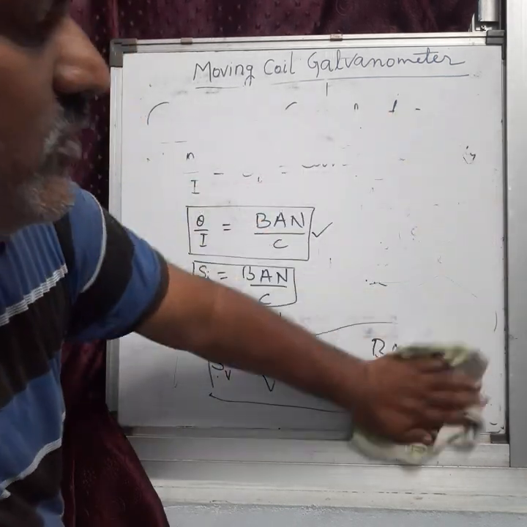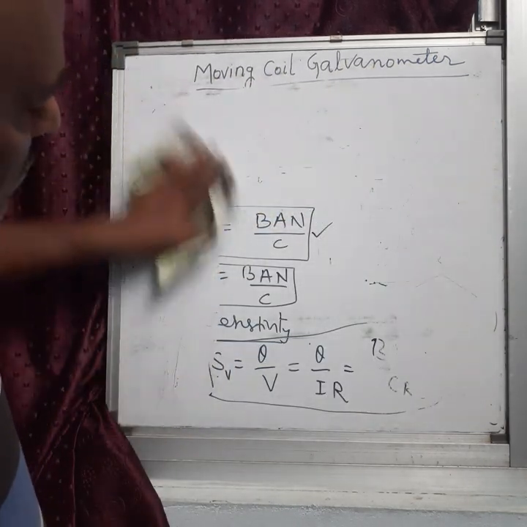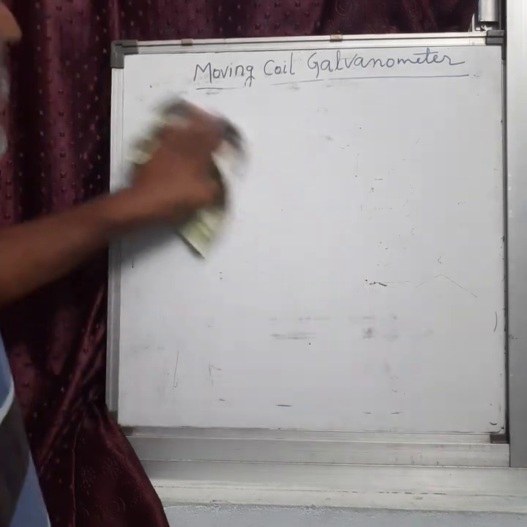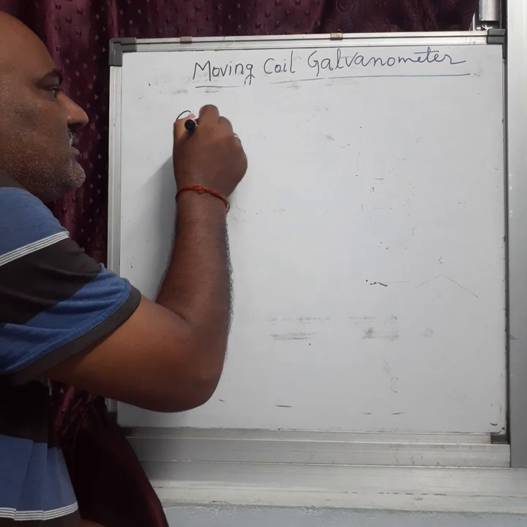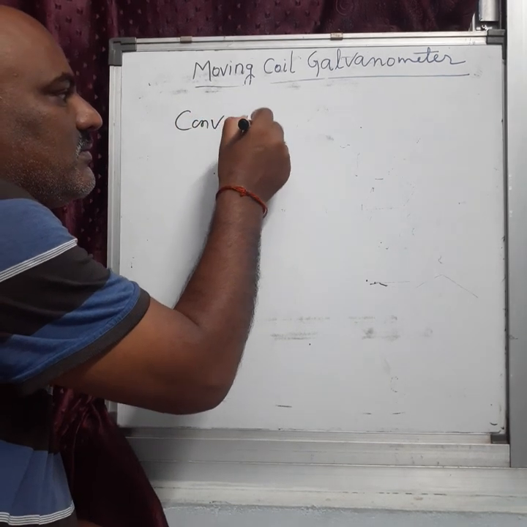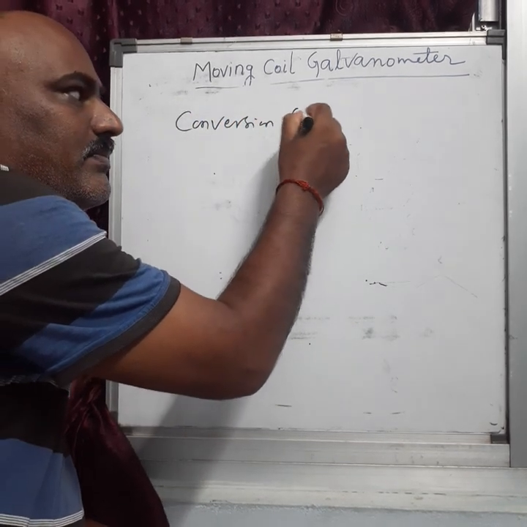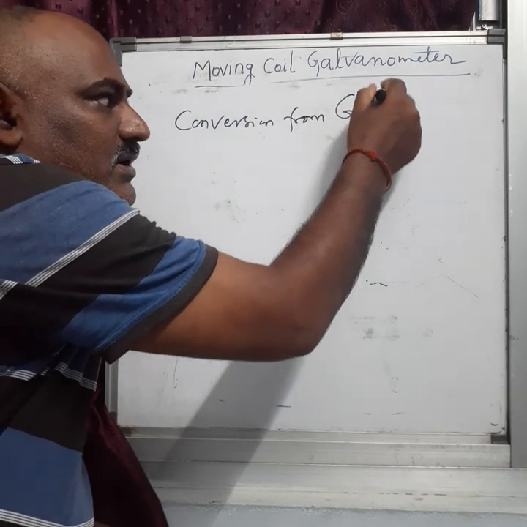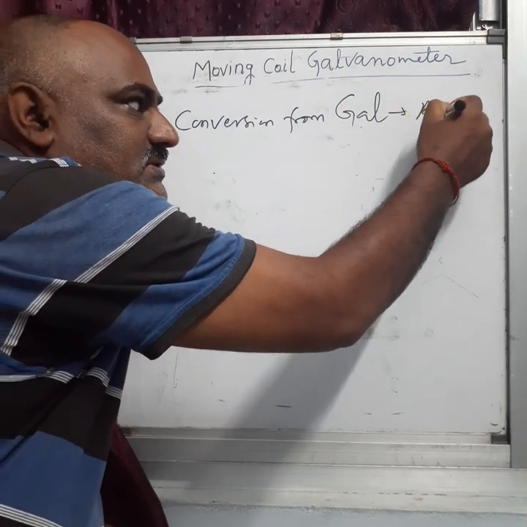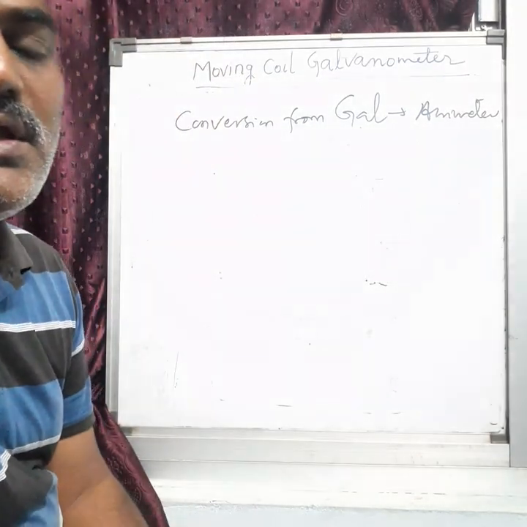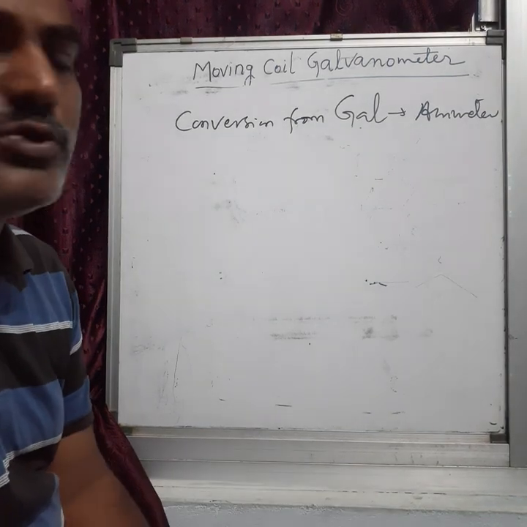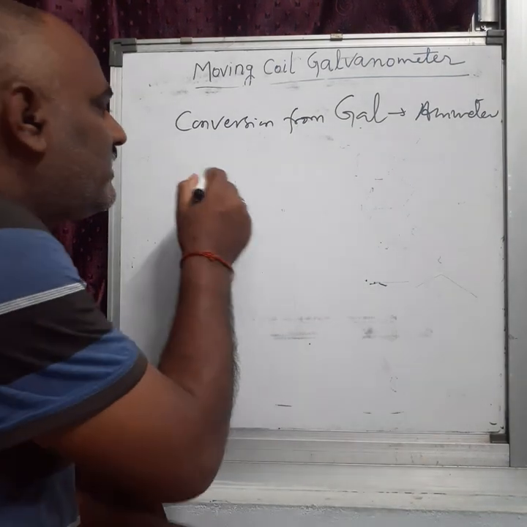you will solve them. Okay, now one more topic from the moving coil galvanometer: conversion from galvanometer to ammeter. Now see, what is the ammeter? Ammeter is a device which measures the current. Galvanometer can measure it too. So how can it be converted?